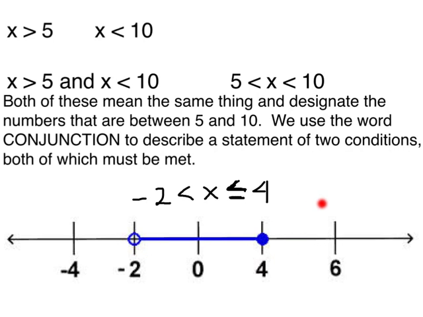So here's one that has been graphed, and let's say your directions say to write a conjunction for this graph. Well, you know that when the circle is closed in, that means it is also equal to. If it's an open circle, it is not equal to. So we look at the starting and stopping point, and basically x is everything in between here. So x, we'll write it in the middle, is greater than negative 2, and it is less than or equal to 4.